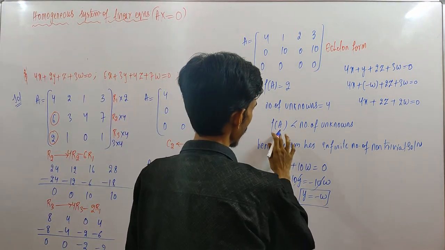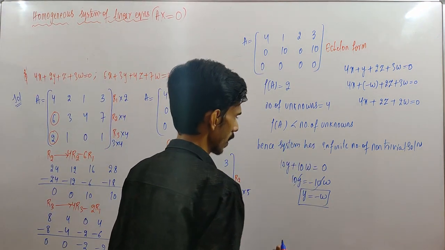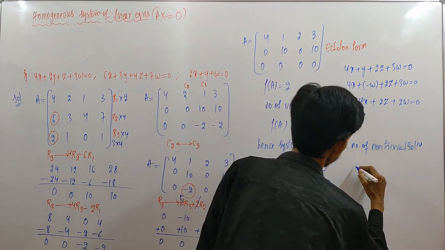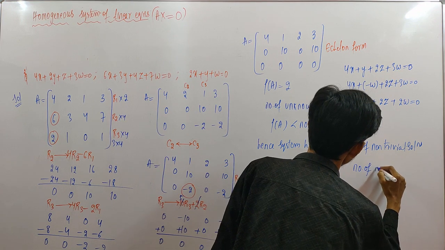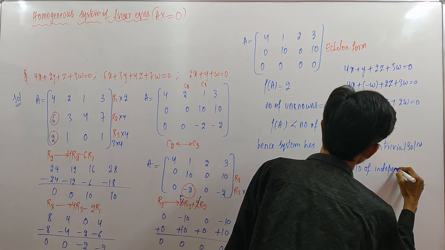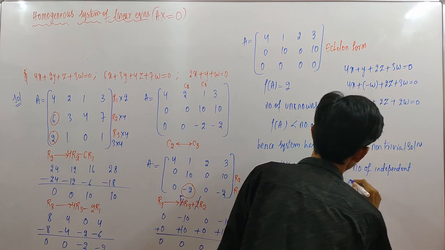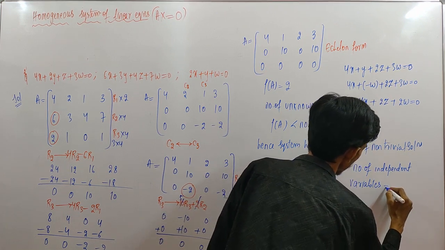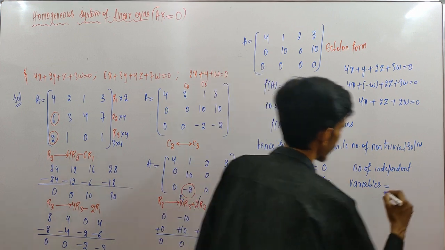Here rank is less than number of unknowns. We can calculate the number of independent variables. Number of independent variables are n minus r.